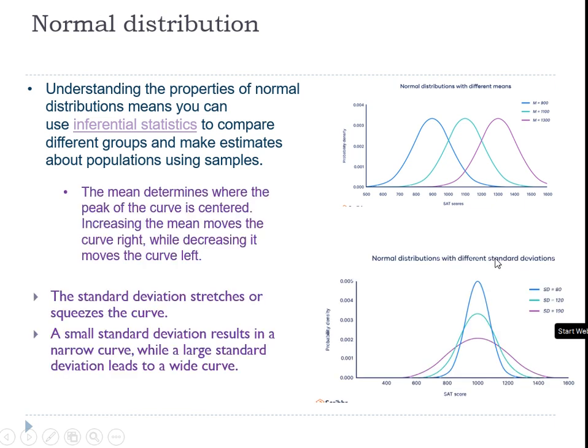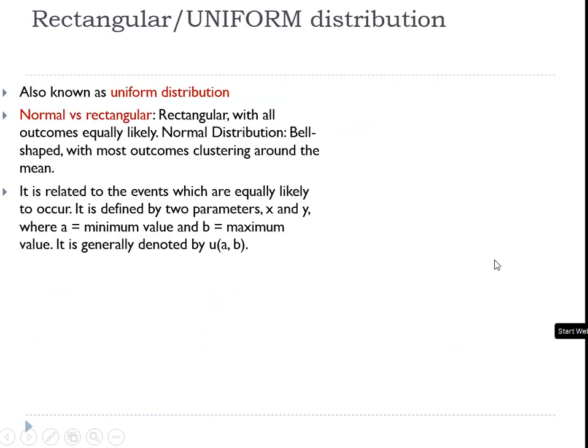This is a formula. Now coming to the next continuous distribution, that is the rectangular or uniform distribution. As the word itself says, this is a uniform distribution.